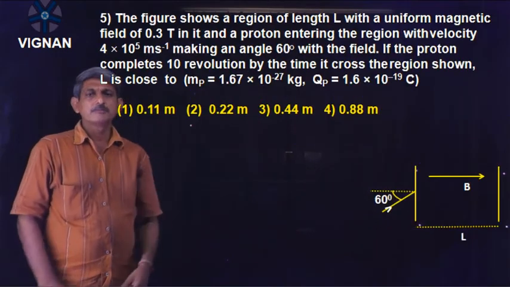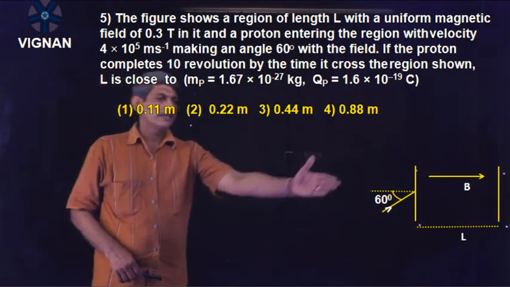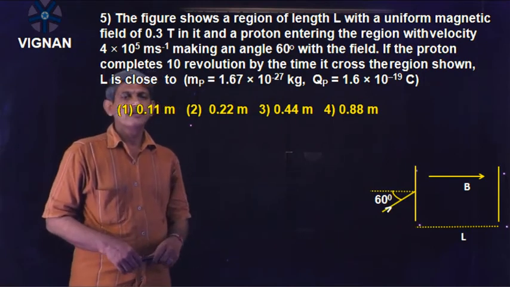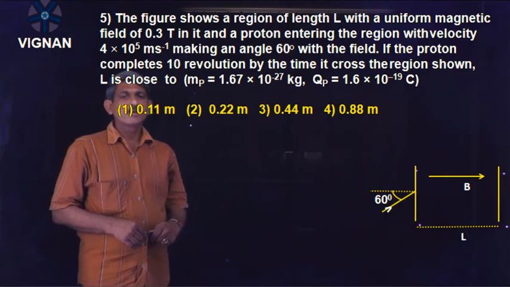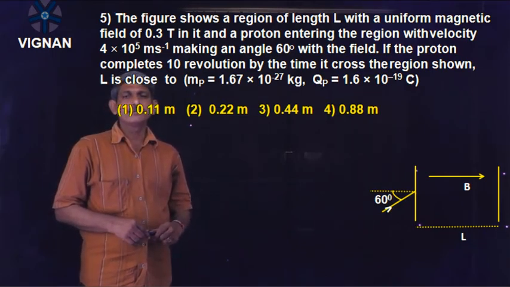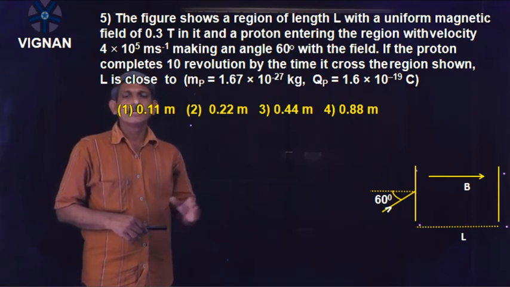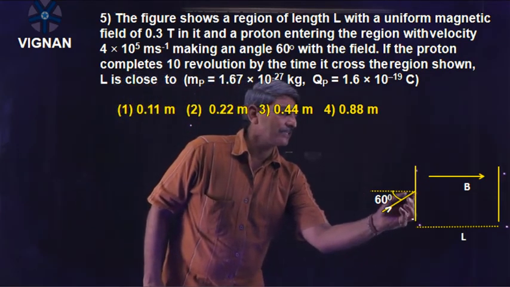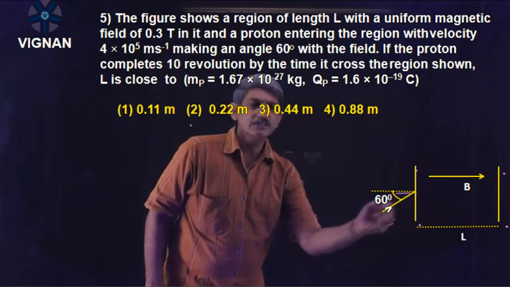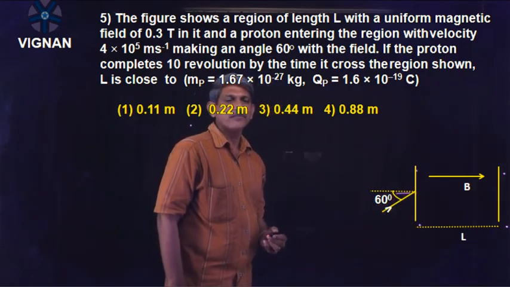So come to this problem. The figure shows a region of length L with a uniform magnetic field of 0.3 Tesla in it, and a proton entering the region with velocity 4 into 10 to the power of 5 meter per second, making an angle of 60 degrees with the field. If the proton completes 10 revolutions by the time it crosses the region shown in the figure, L is close to dash. Here, a proton enters into the magnetic field like this. It makes an angle of 60 degrees with the magnetic field.